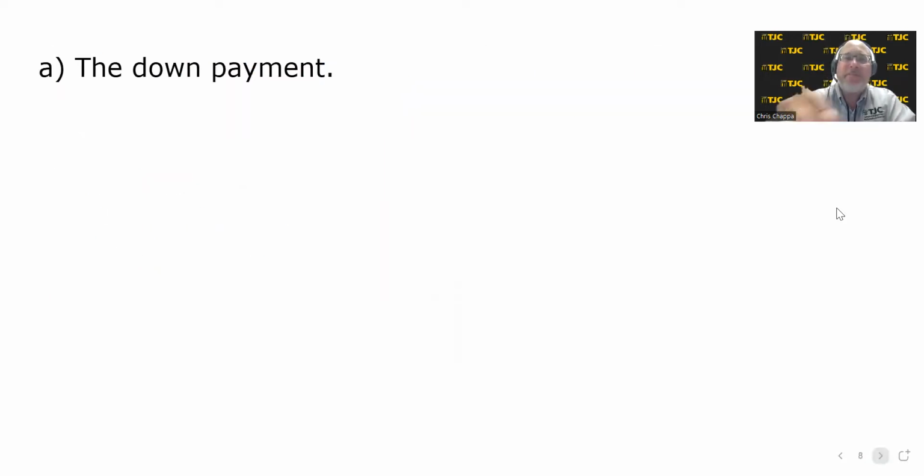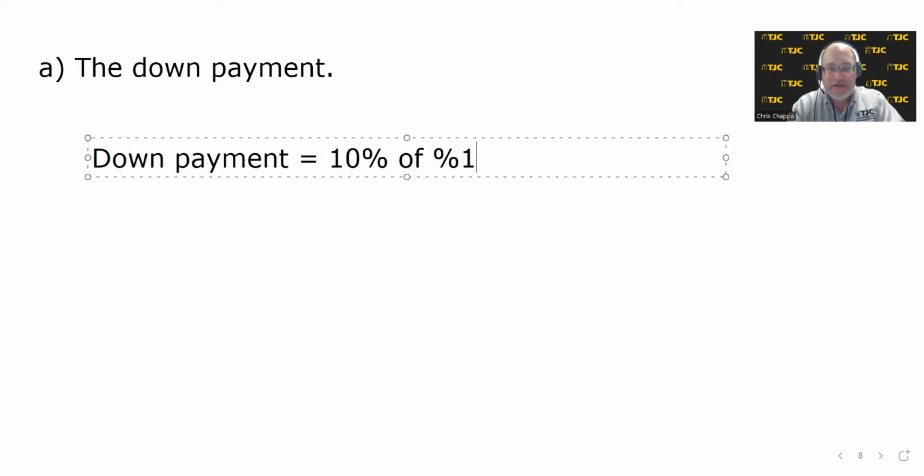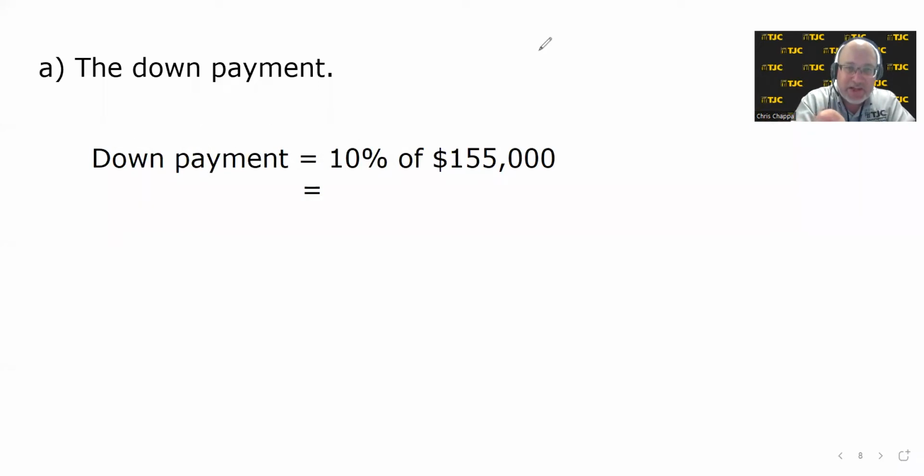So let's talk about the down payment. The only thing we know about the down payment is that it is 10% of the price of the house. So it's 10% of $155,000. But we've dealt with percents quite a bit, and remember how to find a percent of a number. You turn the percent to a decimal by moving the decimal 2 places to the left. Since the decimal on the 10% is implied to be after the 0, we would move it 2 spaces to the left, and we would have 0.10.